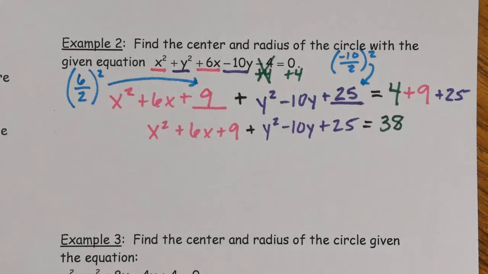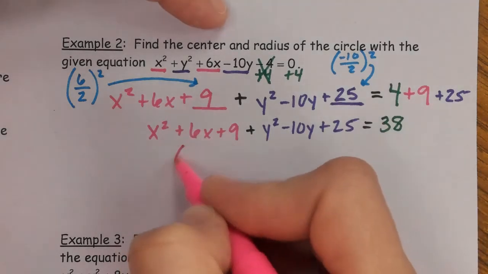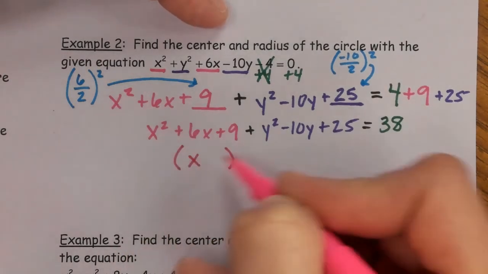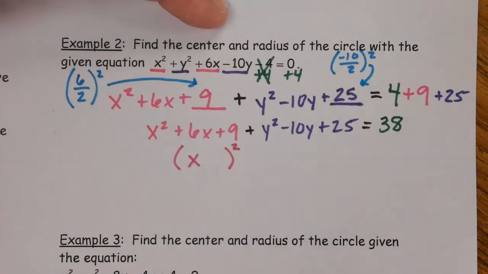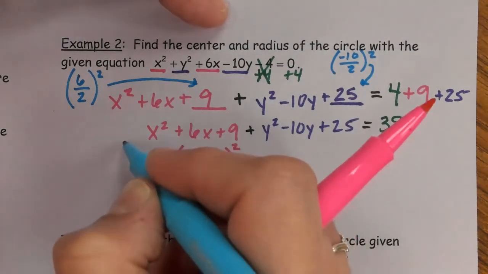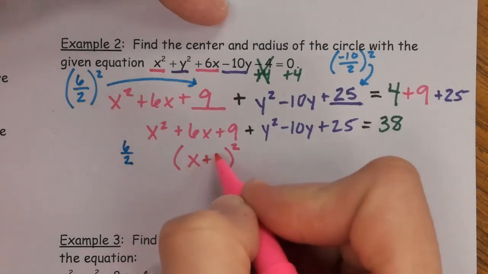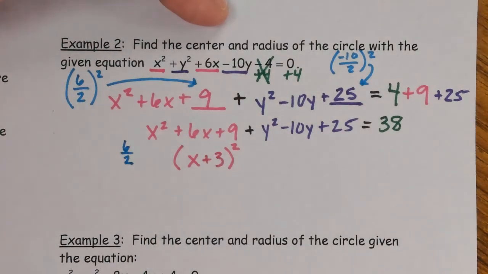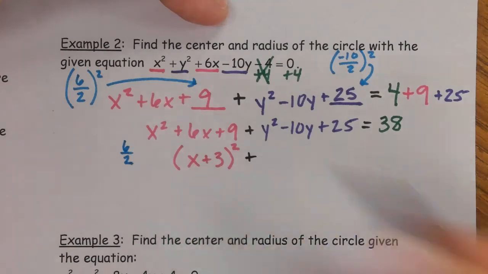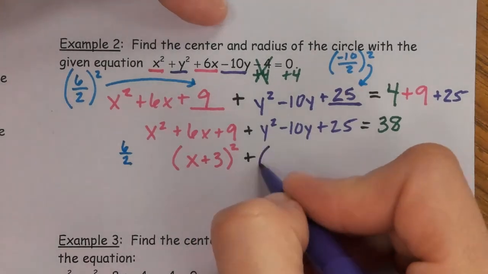So now we need to factor, figure out what we're going to add or subtract to x. So this is just going to be b divided by 2. And that will give us a positive 3. We move over to our y's.